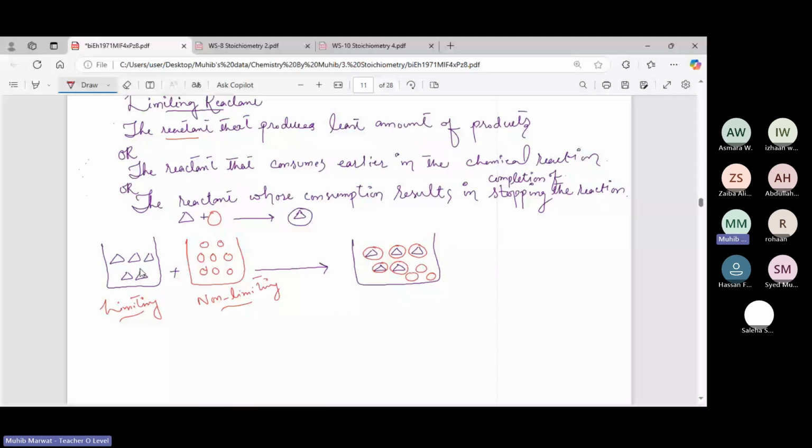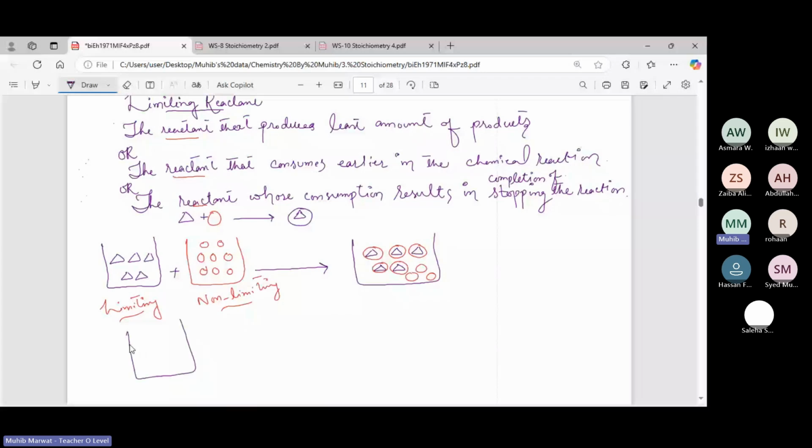In other words, it is the reactant that is consumed earlier in the chemical reaction. Which one has been consumed earlier? Of course, the triangles. Same is the case with the third definition: the reactant whose consumption results in the completion or stoppage of the reaction. All the triangles have been consumed, so the reaction has now stopped, or been completed.